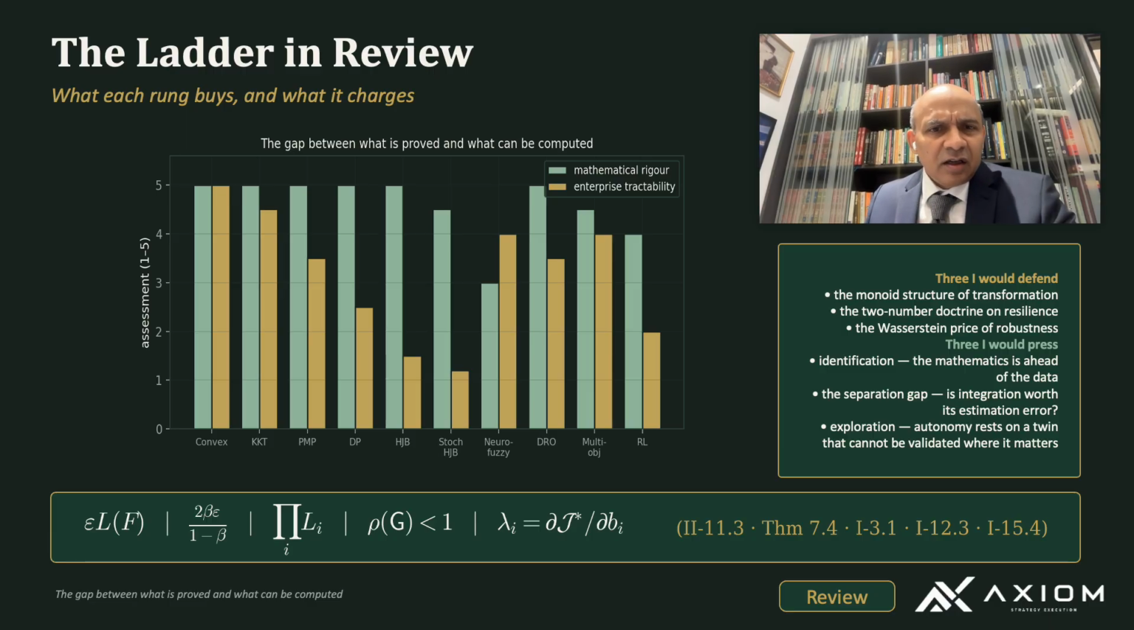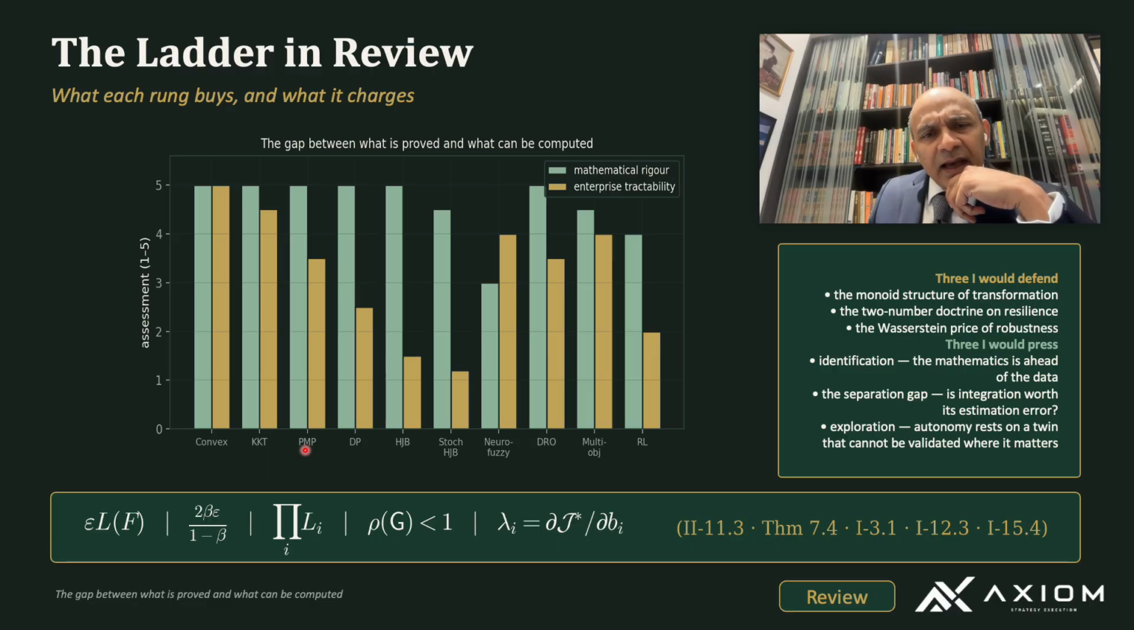So this chart compares mathematical rigor with enterprise tractability across the major solution methods. The green bars show how strong the formal mathematical guarantees are. The gold bars show how practical the method is for solving realistic enterprise problems at scale. The pattern is clear: convex optimization and KKT score highly on both rigor and tractability.